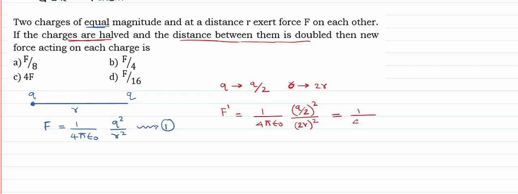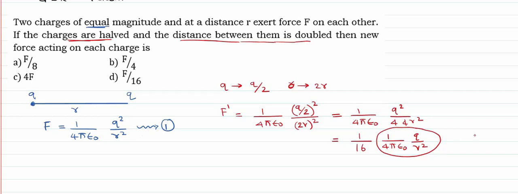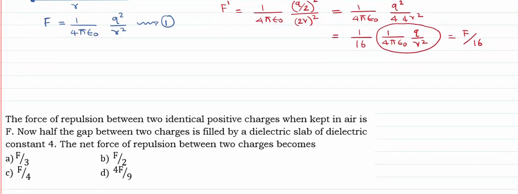So this is 1 by 4 pi epsilon naught, Q square by 4 you will have, and 2R square, if you square it, you will have 4 into R square. So this is 1 by 16 into 1 by 4 pi epsilon naught Q square by R square, and this 1 by 4 pi epsilon naught Q square by R square is nothing but F. So our answer is F by 16. So option D is our answer. Clear, students?